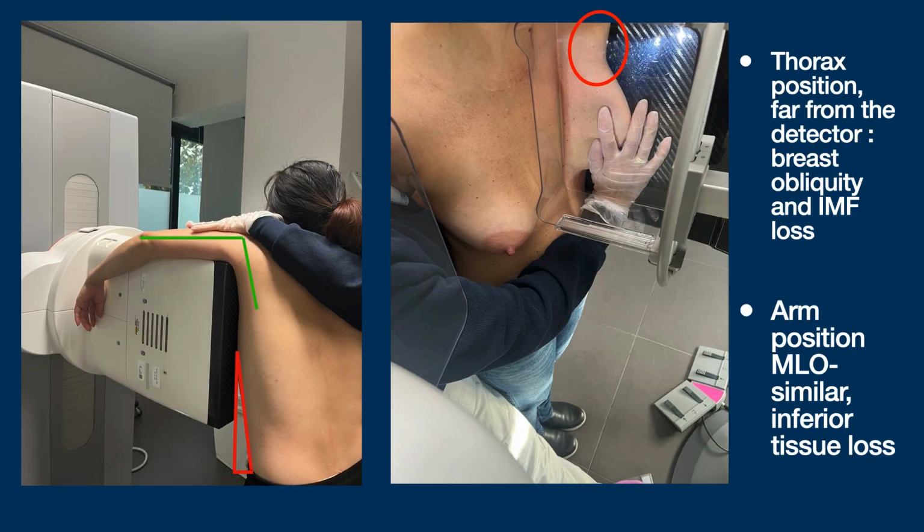Here are some positioning errors. Arm and shoulder well positioned in the first picture, but as you see, the chest here is away from the detector. This results in loss of lower tissue and in an oblique gland. In the other picture, the breast appears to be well positioned with respect to the detector, but the arm and shoulder are too far forward, MLO style, resulting in loss of part of the lower tissue and in an oblique gland again.